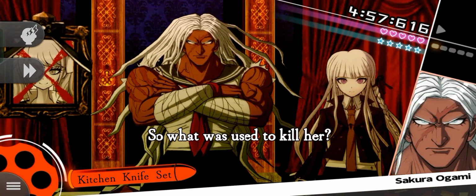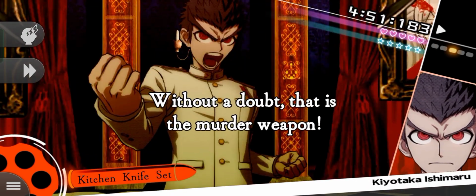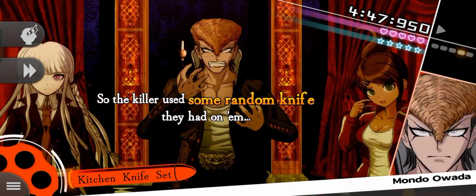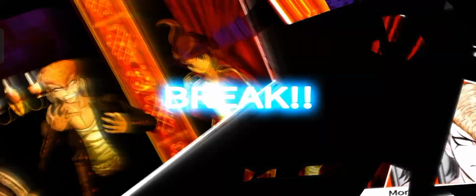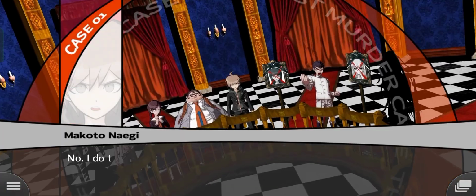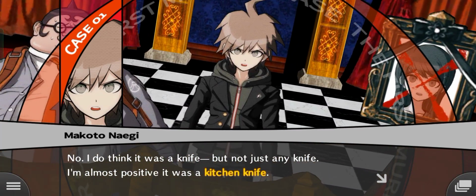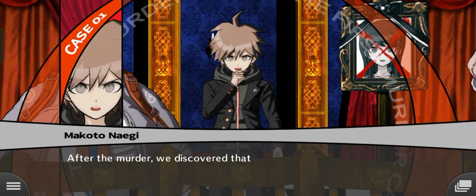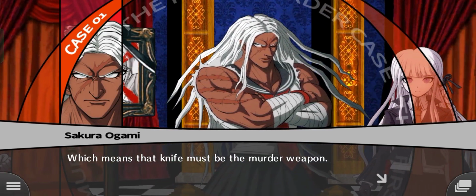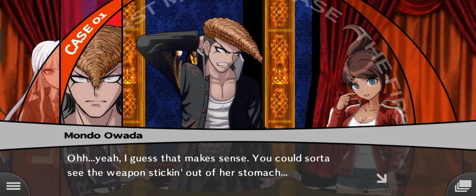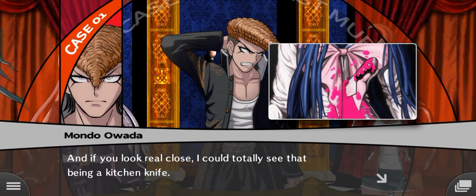So what was used to kill her? There was some kind of sharp object thrust into her stomach. Without a doubt, that is the murder weapon. So the killer used some random knife they had on him. No, it's wrong! No. I do think it was a knife, but not just any knife. I'm almost positive it was a kitchen knife. Huh? A kitchen knife? After the murder, we discovered that one of the knives from the kitchen was missing. Which means that knife must be the murder weapon. Oh, yeah. I guess that makes sense. You could sort of see the weapon sticking out of her stomach. And if you look real close, I could totally see that being a kitchen knife.